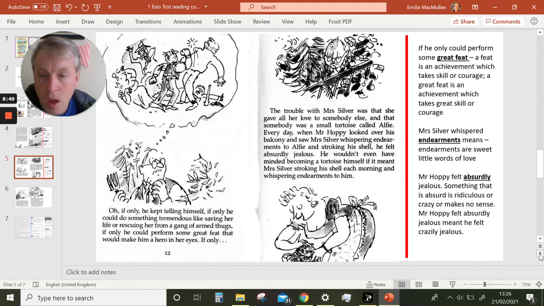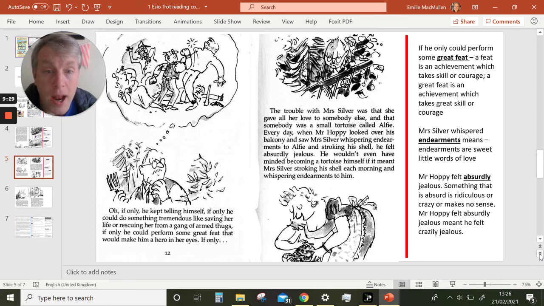Let's keep going. Oh, if only, he kept telling himself, if only he could do something tremendous, like saving her life or rescuing her from a gang of armed thugs. If only he could perform some great feat that would make him a hero in her eyes. If only. The trouble with Mrs. Silver was that she gave all her love to somebody else. And that somebody was a small tortoise called Alfie.